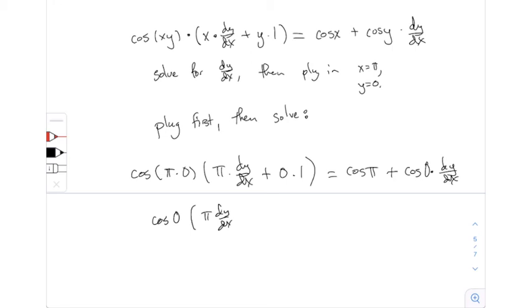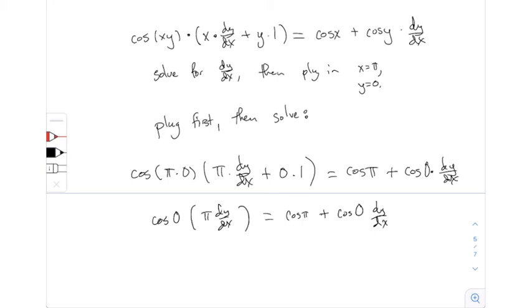0 times 1 is 0. Equals, on the right side, cosine pi plus cosine 0 dy dx. And what is cosine 0? Anybody? 1. Yeah, cosine of 0 is 1.